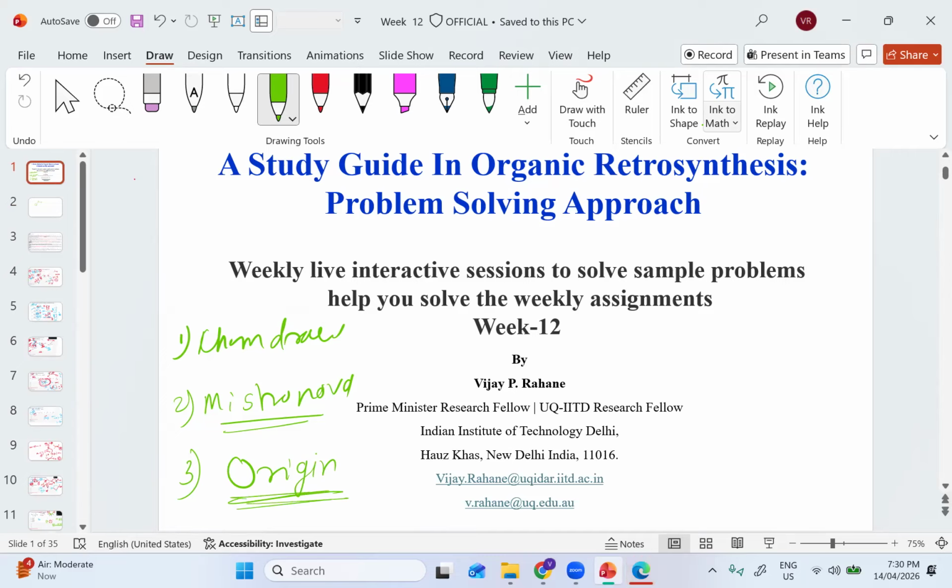But Origin, you can directly download from the software, and you can request free access to Origin from their website. You just need to answer a few questions there and fill in some small information. I don't think anything else is required. So you can get Origin. Okay, thank you. Anything else?